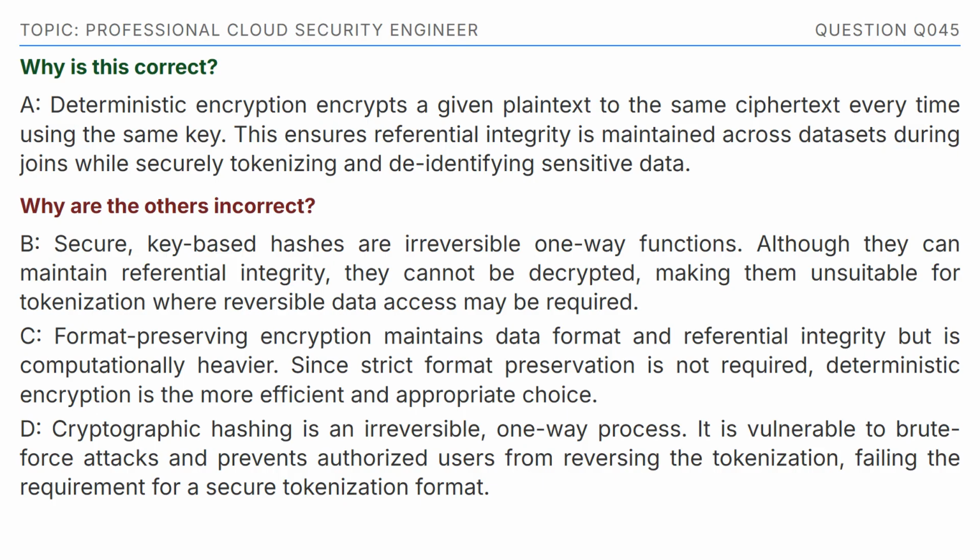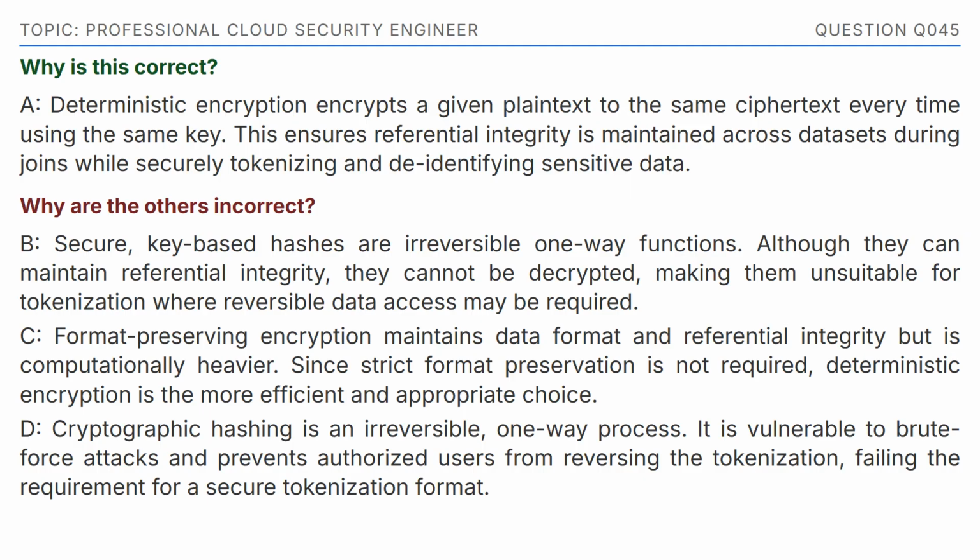Why are the others incorrect? B. Secure, key-based hashes are irreversible one-way functions. Although they can maintain referential integrity, they cannot be decrypted, making them unsuitable for tokenization where reversible data access may be required. C. Format-preserving encryption maintains data format and referential integrity but is computationally heavier. Since strict format preservation is not required, deterministic encryption is the more efficient and appropriate choice.